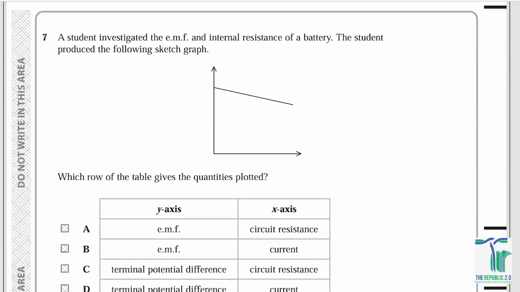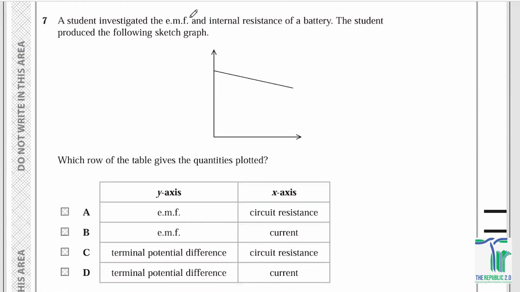And now you have question number 7. A student investigated the EMF and internal resistance of a battery. The student produced the following sketch of the graph. Which row of the table gives the quantities plotted? First of all, in options A and B, you've got the EMF. Remember that EMF always remains constant. So that is why I'm not going to go with A, and I'm not going to go with B.